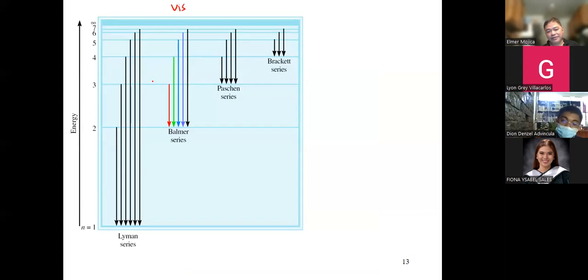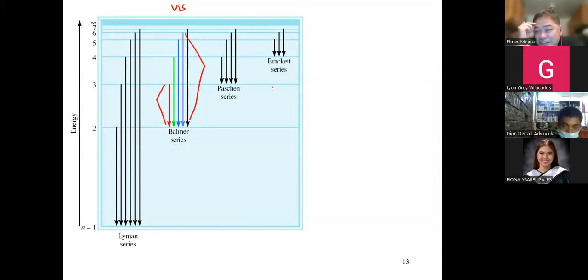Okay. Now, you can relate here yung color. So, this one, ano masasabi mo sa red? The highest energy or the lowest energy among the Balmer series? As compared with the blue. So, yung red, ano yung red?